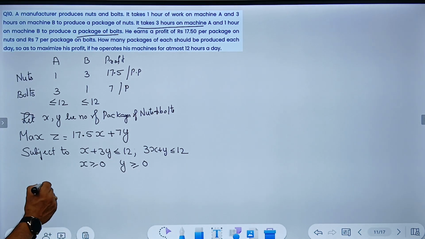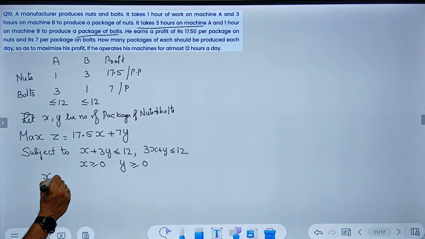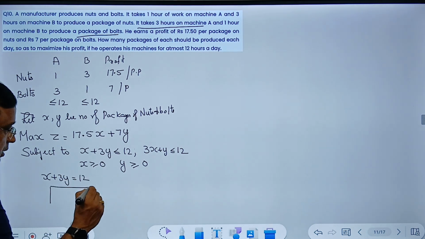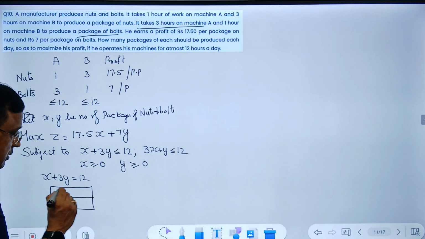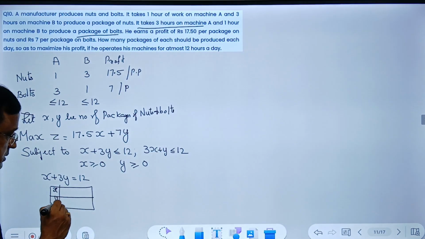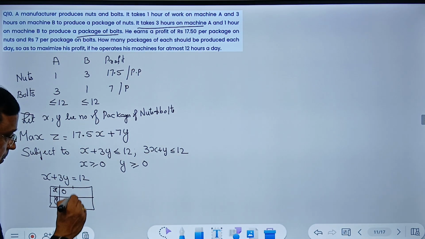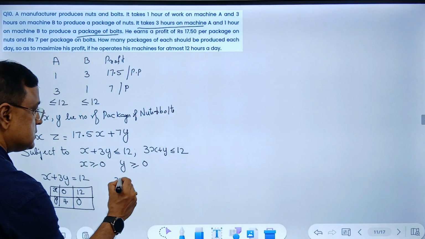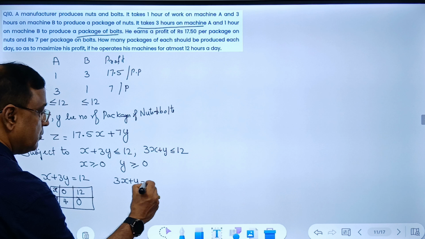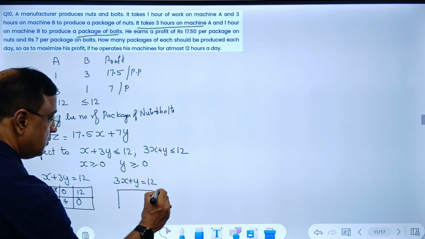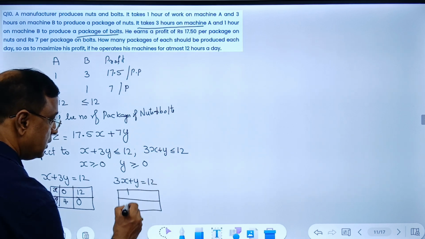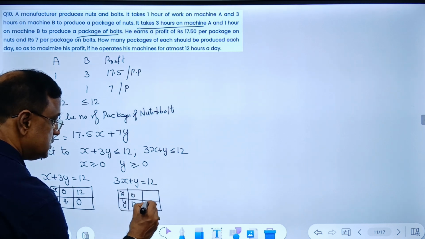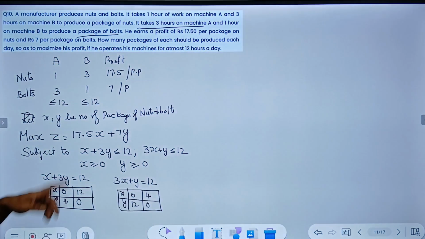Now how do I calculate? First I'll take x plus 3y equal to 12. When x is 0, y is 4; when y is 0, x is 12. Then I have 3x plus y equal to 12. When x is 0, y is 12; when y is 0, x is 4. Now I am going to plot the graph.